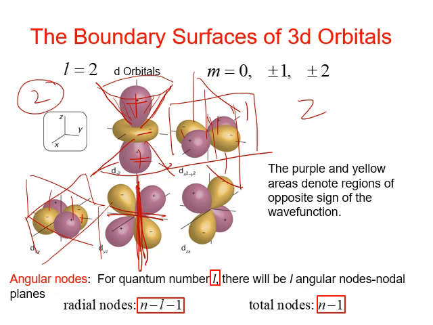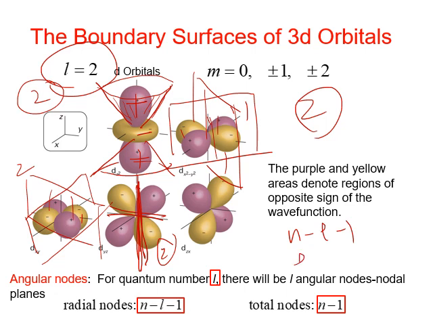So again, the number of angular nodes equals the angular momentum quantum number L. We know that the number of radial nodes is n minus L minus 1, and here we showed that the number of angular nodes is L. So when you add them together, the total number of nodes is n minus 1. That's the total number of nodes for a particular wave function.